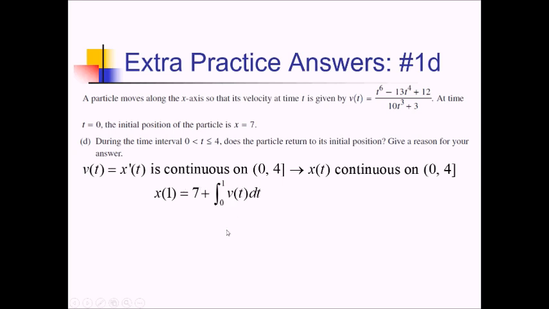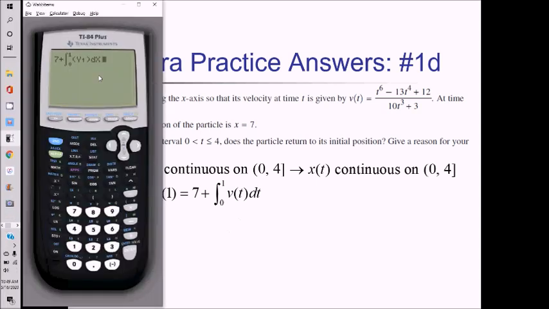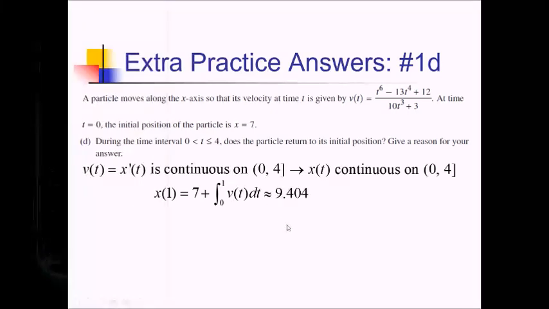And now let me do that on the calculator. So recall that I stored my velocity function as y1 in my y equals. So I'm doing 7 plus the integral from 0 to 1 of that dx. Comes out to 9.404 and some change.